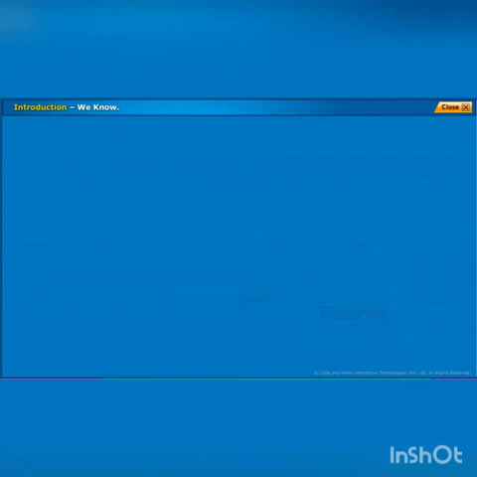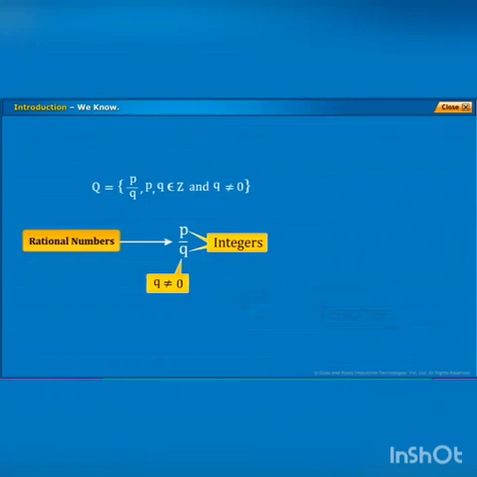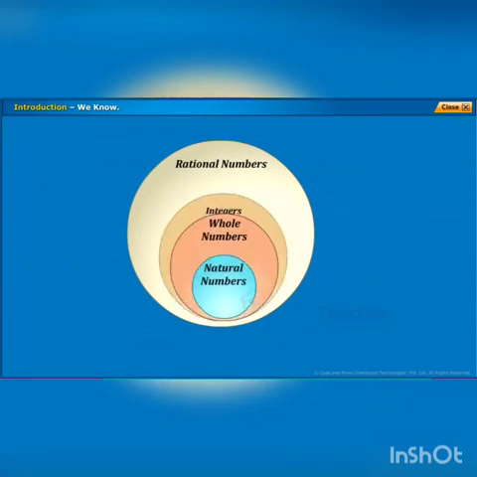Now, let us recall rational and irrational numbers. Rational numbers are the numbers that can be expressed in the form of p by q, where p and q are integers and q is not equal to 0. They are denoted by Q. Rational numbers are always expressed using terminating decimals or non-terminating repeating decimals. Examples of rational numbers are as shown on the screen. Finally, we conclude that rational numbers contain the set of natural numbers, whole numbers, and integers.